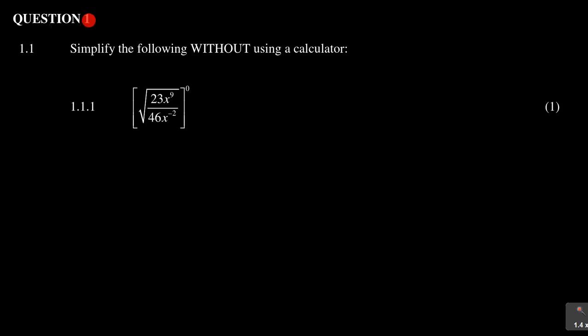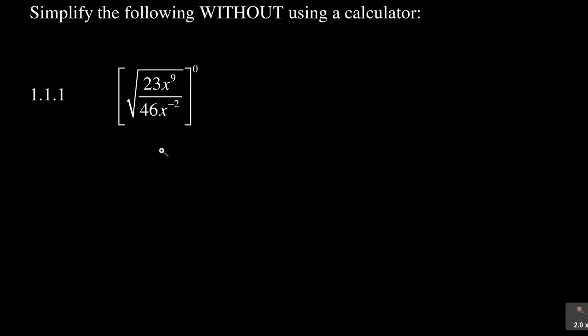Now let's look at the first question. This is question 1, which had some parts. So I've got question 1.1. Chances are we'll have 1.2 because they started by saying 1.1. Question 1.1 says simplify the following without using a calculator. So it is the first part where we are doing simplification, and this particular question, as you can see, is 1 mark. So it is something simpler for you to do if it is 1 mark.